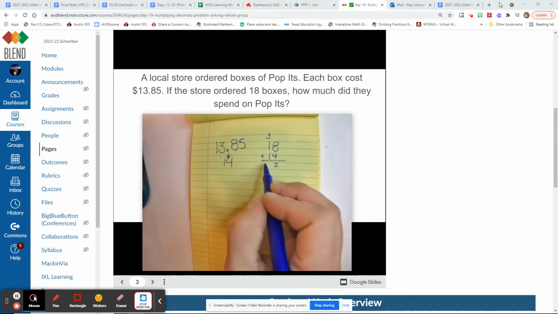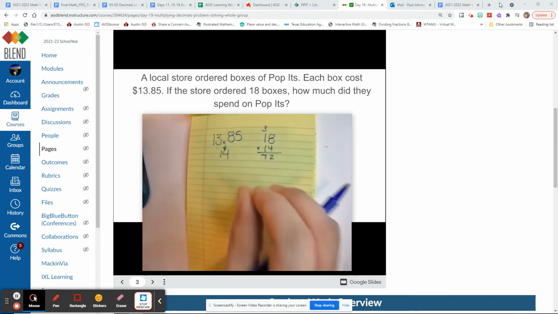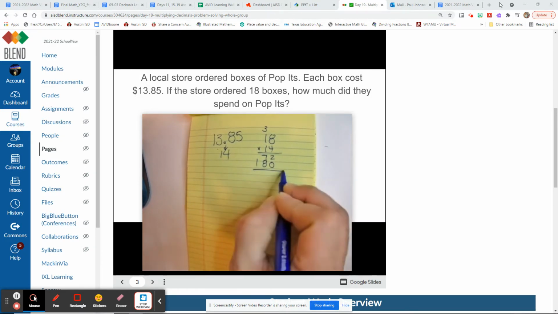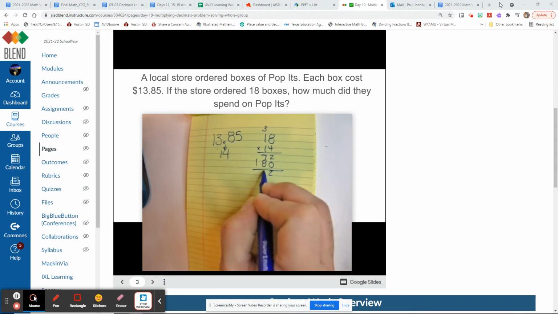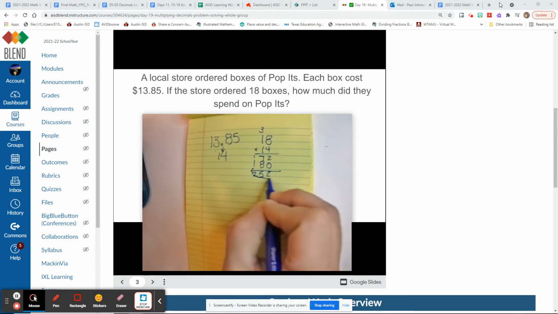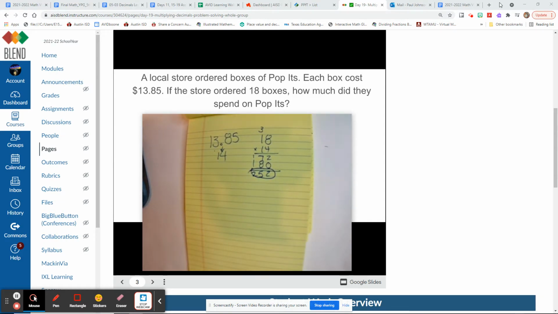4 times 1 is 4, plus 3 is 7. Second line, 1's place 0. 1 times 8, 8. 1 times 1, 1. And then we get 252. So our answer should at least be in the hundreds. Should be somewhere around 252.